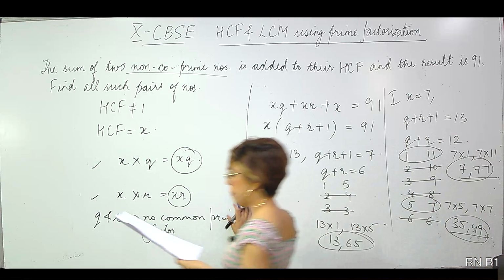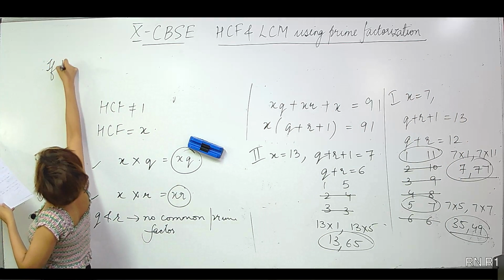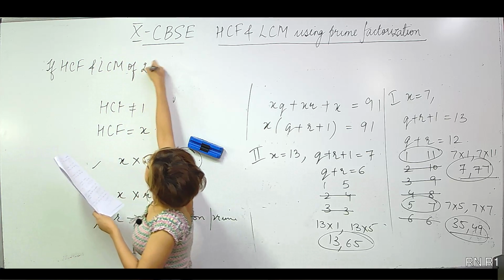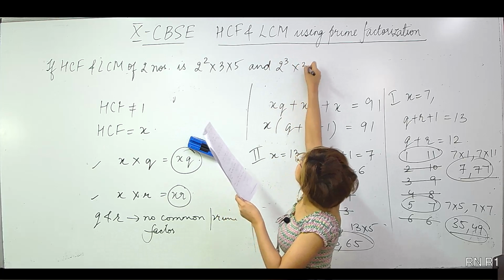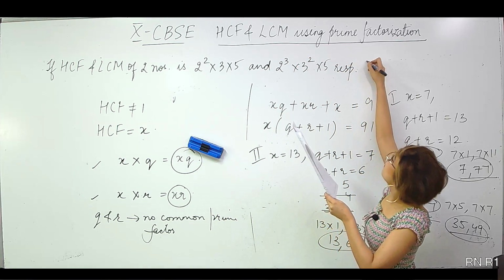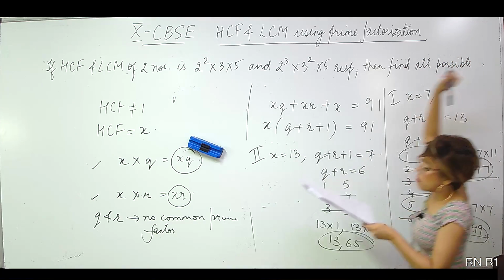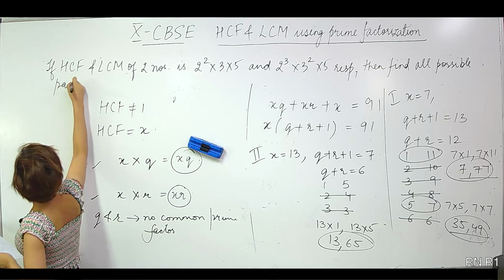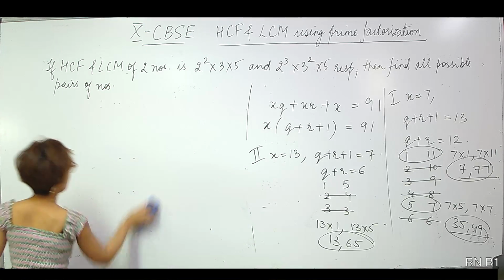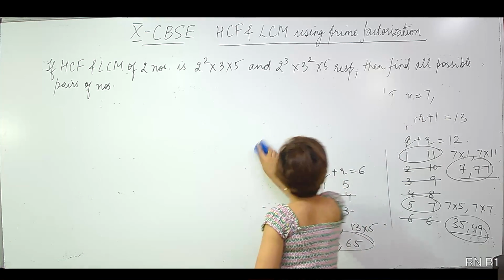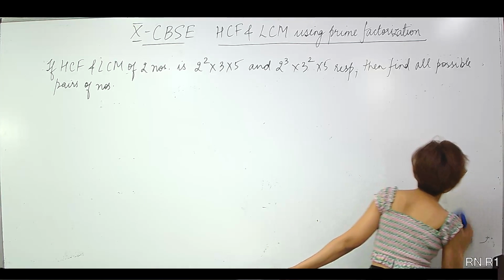Alright, let's move on to the next one. Write down: if HCF and LCM of two numbers is 2 square into 3 into 5 and 2 cube into 3 square into 5 respectively, then find all possible pairs of numbers. Hurry up.